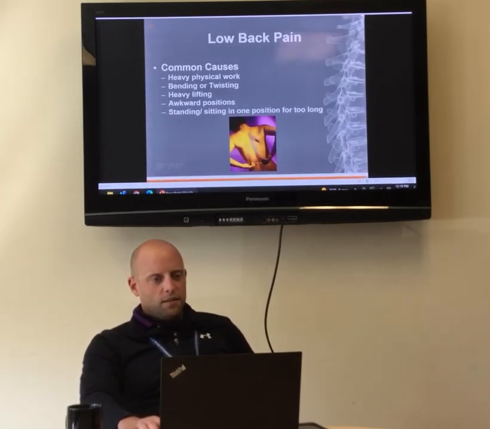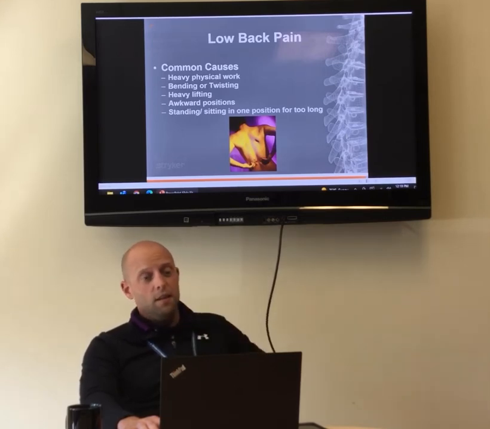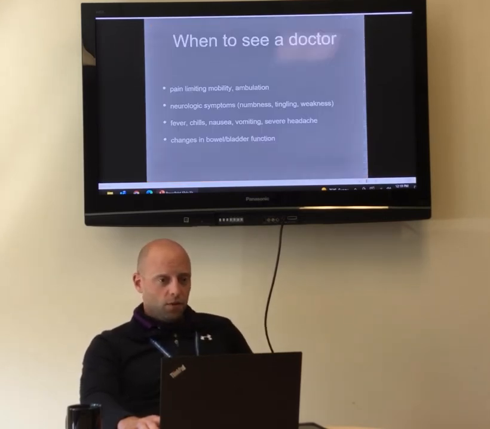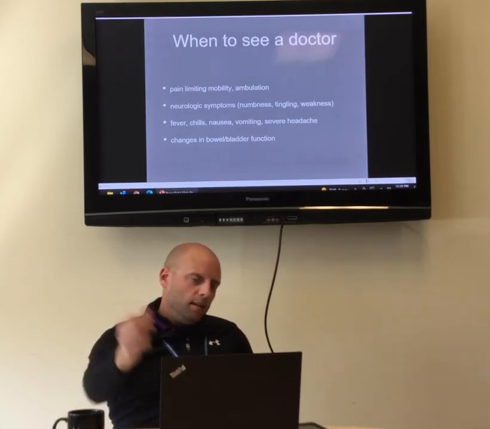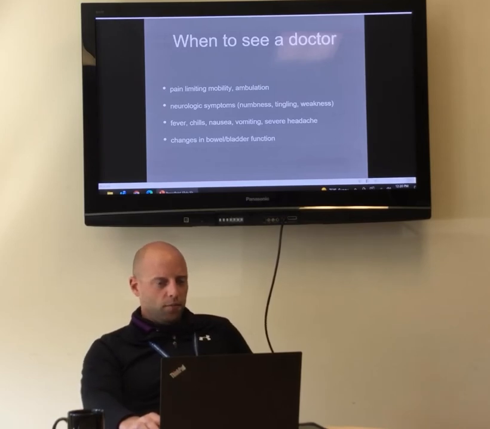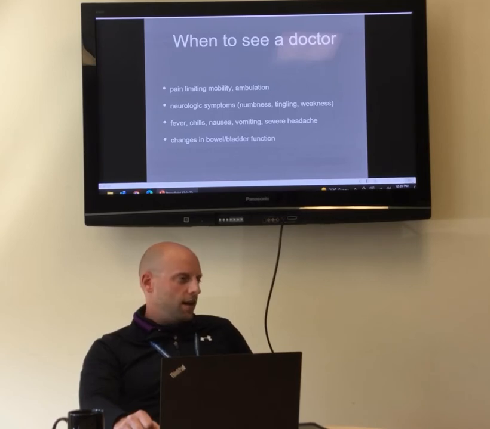So common causes: heavy physical work, bending or twisting, heavy lifting, awkward positions, standing, sitting in one position for too long. When you should see a doctor: pain that's limiting your mobility or your ability to walk, neurologic symptoms, so numbness, tingling, weakness, especially in the arms or legs, fever, chills, nausea, vomiting, severe headache, things that can indicate possible infection, and then changes in bowel or bladder function.